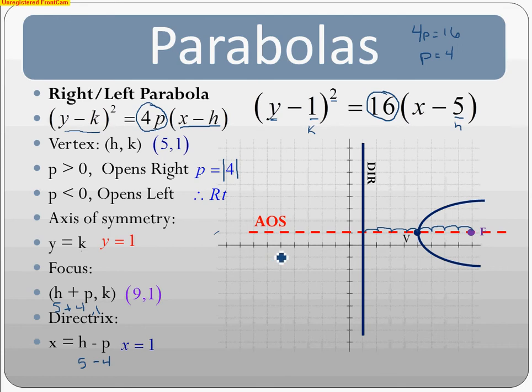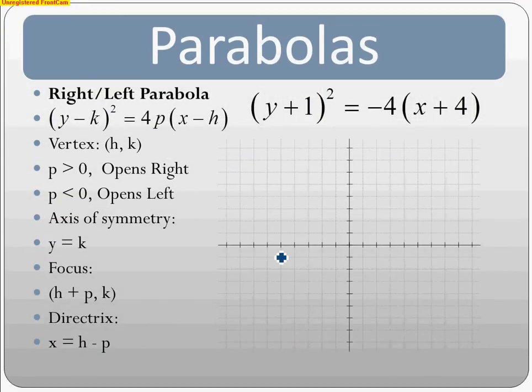And our last example, guess what? It's going to open left. So again, start with our vertex, remembering that h and x go together, k and y go together. So we have negative 4 and negative 1. Again, thinking opposite there. There's our vertex. We're going to take 4p and set it equal to negative 4. So p is going to be negative 1. So we know that's going to open to the left.